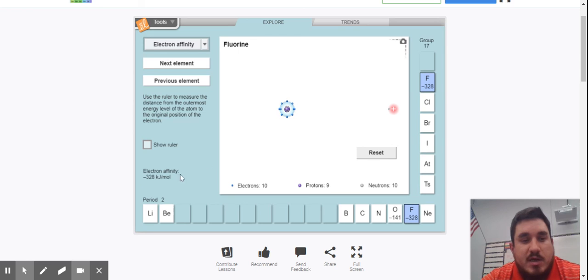That was really far away. Okay. And so it took quite a bit of negative energy in order to pull off that electron. Okay. All right. That's basically what we're going to do for the periodic trend gizmo.